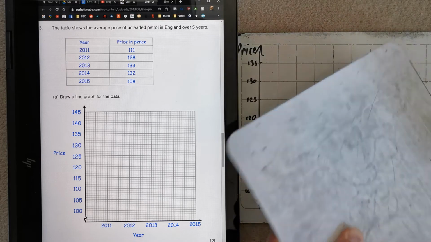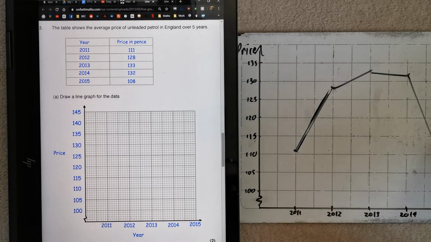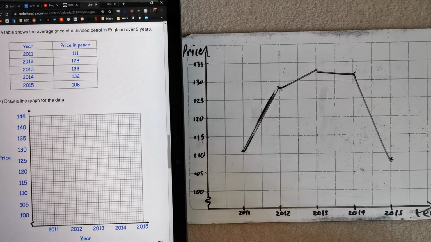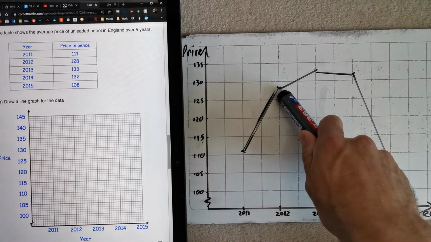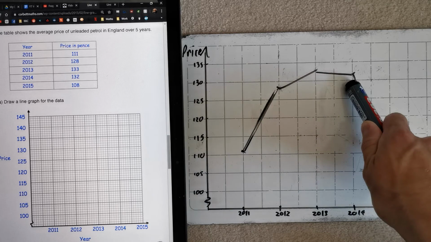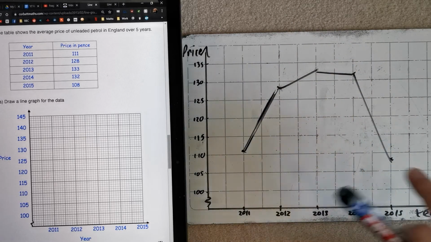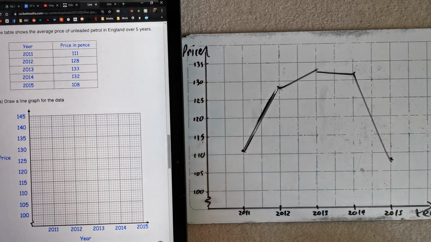And there we go. Oh, and there we can see the price of petrol over these years from 2011 to 2015. You can see it goes up quite sharply, goes up a little bit, goes down ever so slightly, then takes a massive drop. It's a really nice way to actually look at the data. You'll see a lot of line graphs in the news.